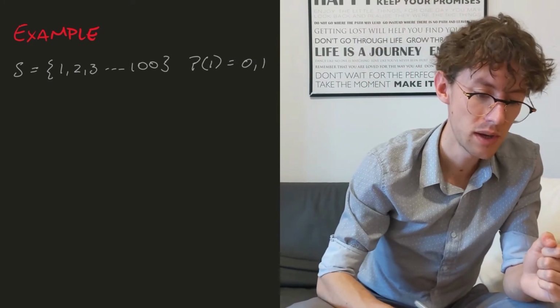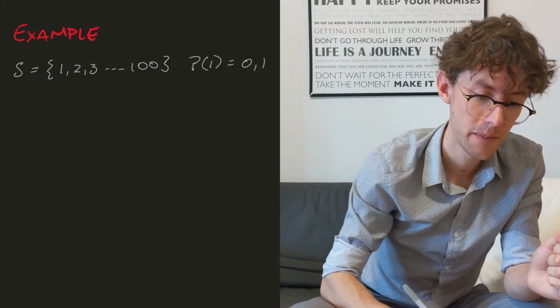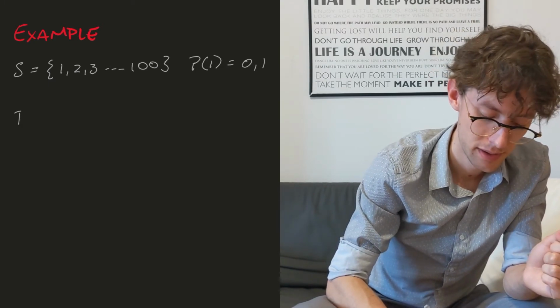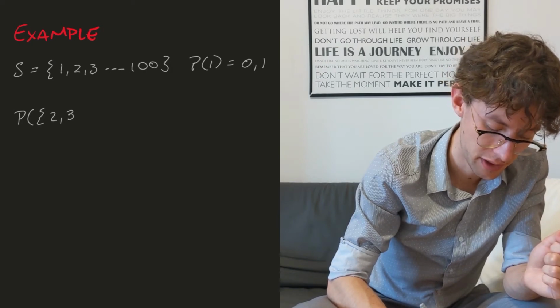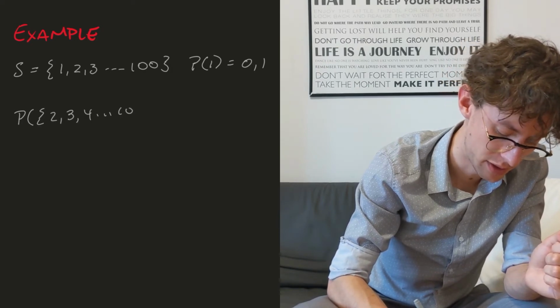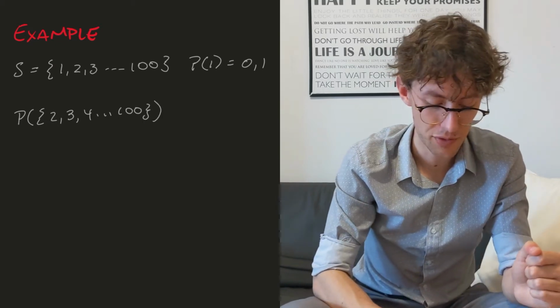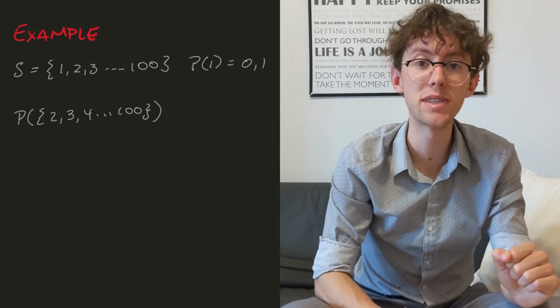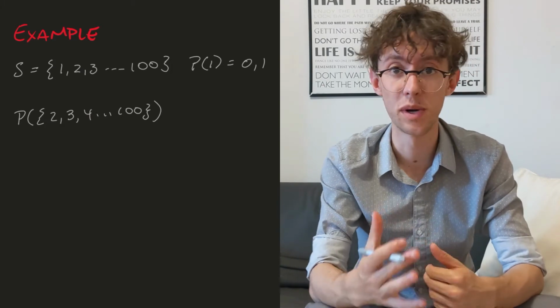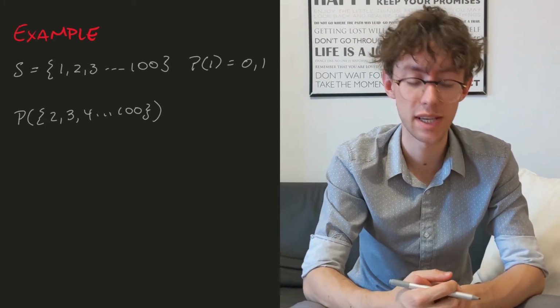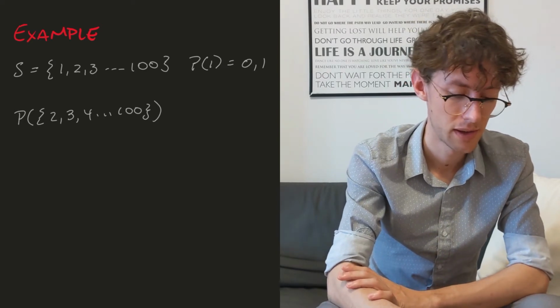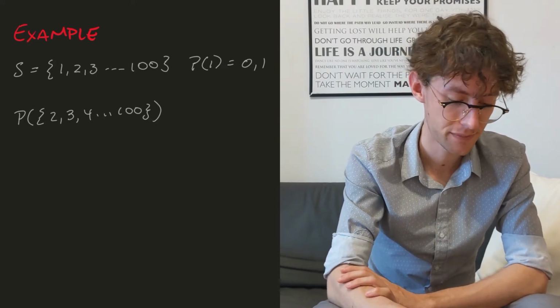Can you guys tell me what is the probability of everything 2, 3, 4, all the way to 100, but 1? So if I have all of the events but the first one, can you tell me what the probability of that is? You can try and pause the video, try the exercise by yourself. I'll be giving the answer now.